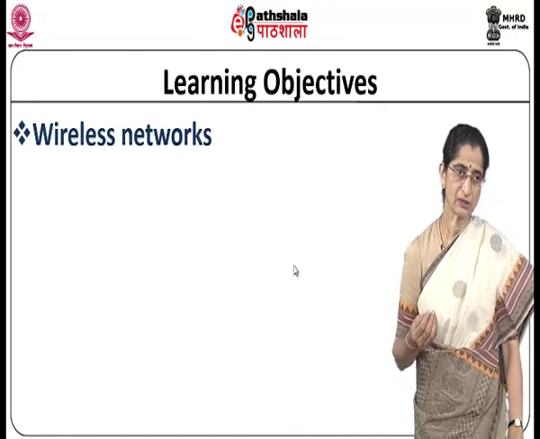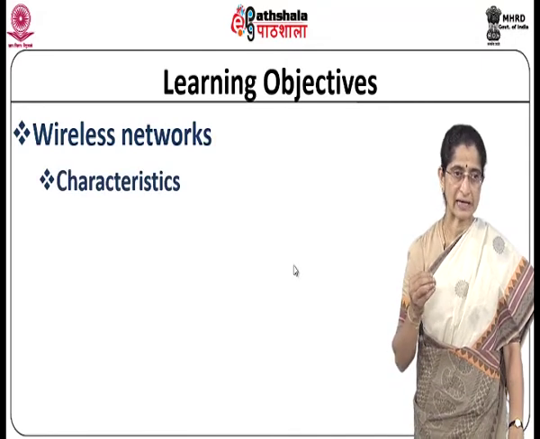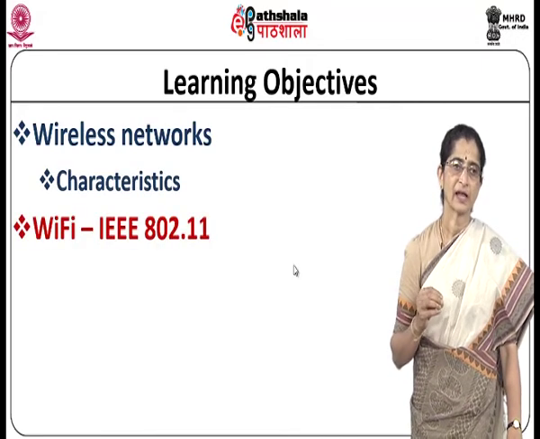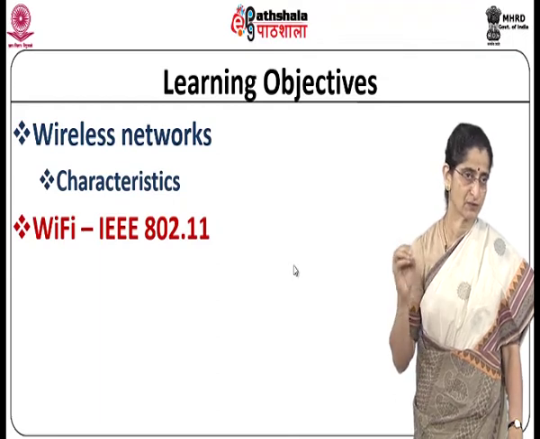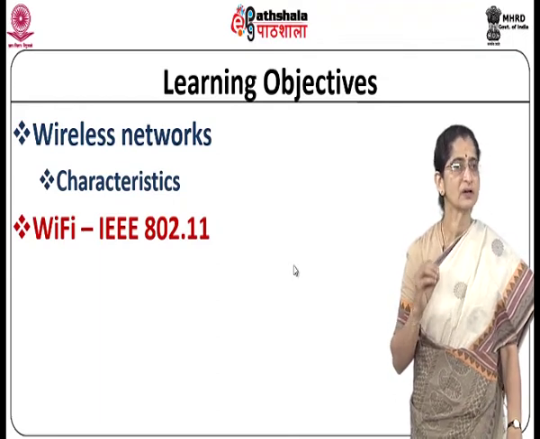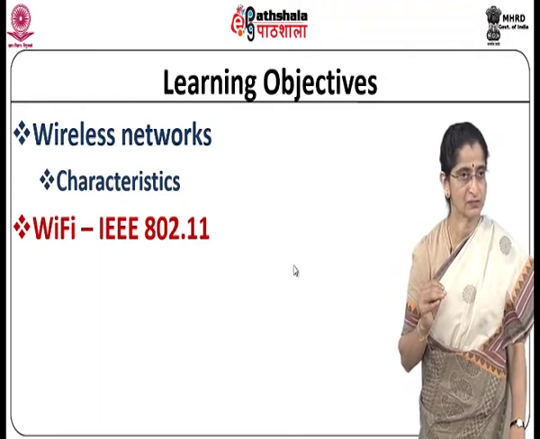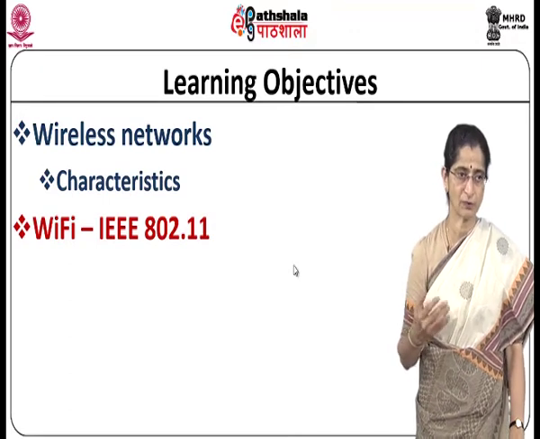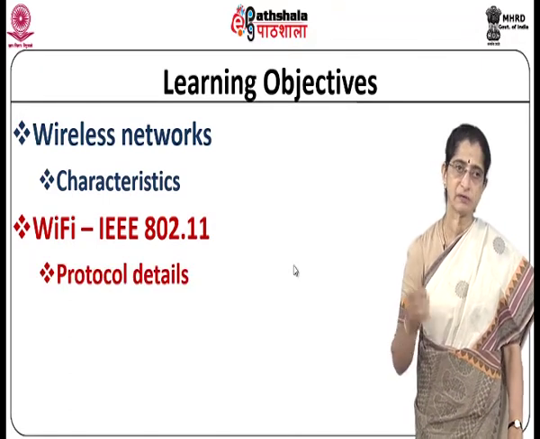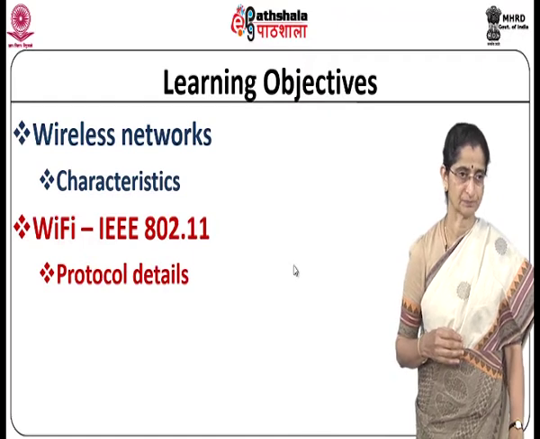So, definitely there is a necessity to learn how these are integrated into the wired network, into the network as a whole. To start with, we will take a look at the different characteristics of wireless networks, and then we will look at some of the standards for wireless networks. In this module, we will cover Wi-Fi, which is the wireless LAN standard, which goes by the name of IEEE 802.11. We will look at the details of that particular protocol.